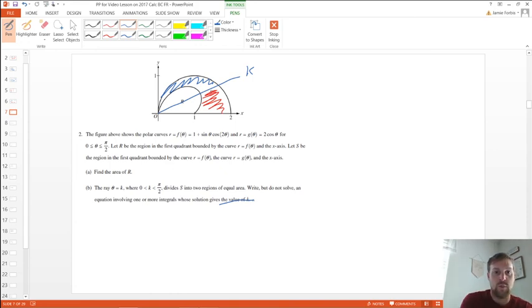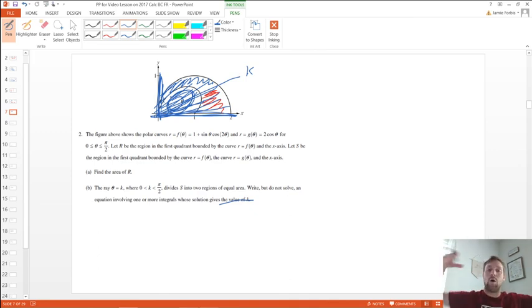Remember, that's a sweeping motion from 0 all the way up to pi over 2. Now, if I did it for just this outer equation, it's going to give me this entire thing. Well, how do I get rid of the area of R? Well, I'm going to subtract out the area of R, right? So remember how this works. It's going to be the sweeping motion of the outer function minus the sweeping motion of the smaller function.